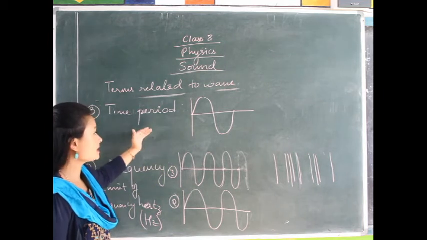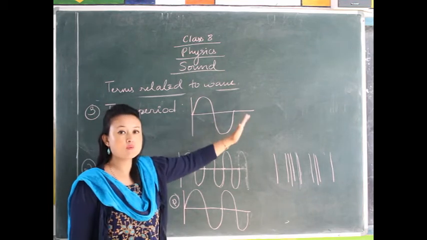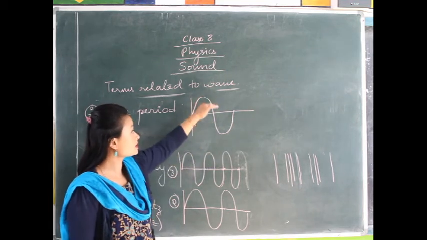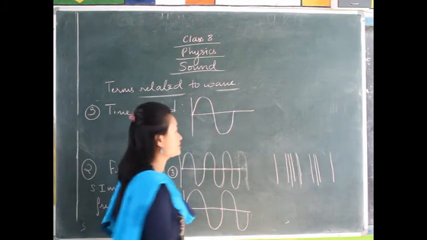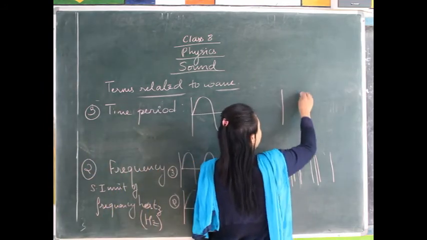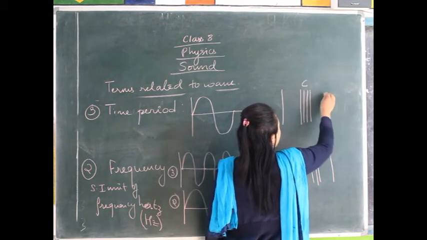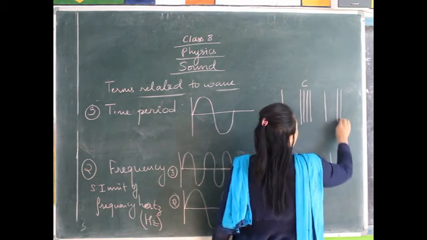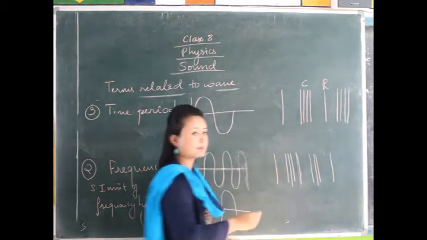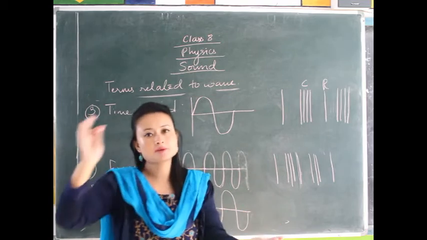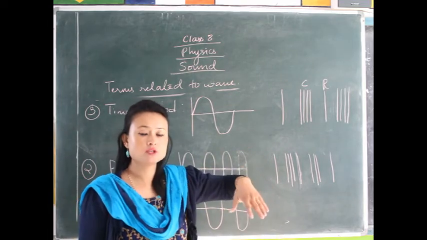Okay, so what is time period? Time period means one complete to and fro motion of the particle. That means one crest and one trough in case of transverse. In case of longitudinal, it completes one compression and one rarefaction. So how much time does it take for one compression, that means moving forward and then coming back to its normal position. Okay, that in case of longitudinal wave.